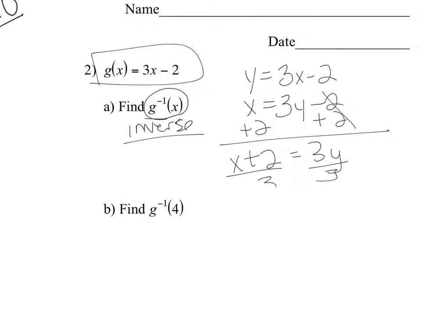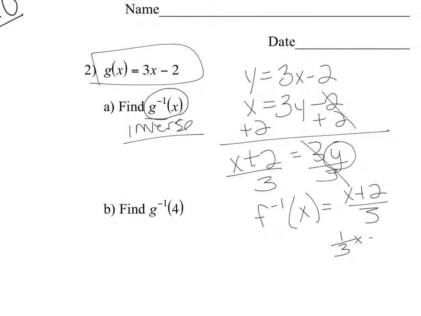Divide by 3, and I get just y over here, so that is the same as the inverse. Okay, because we switched the x and the y, and it's x plus 2 over 3. Remember, it could also be 1/3 x plus 2/3. You write it however you want it.